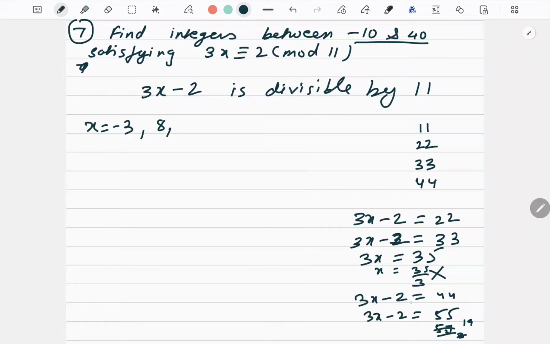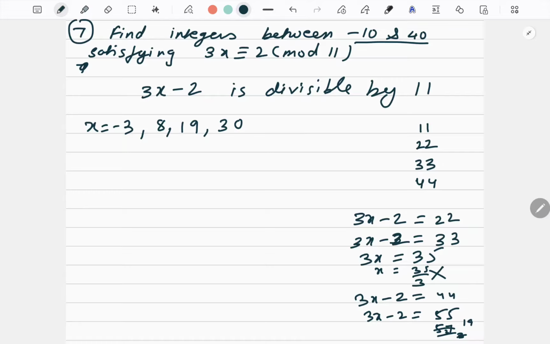Same with 3x minus 2 is equal to 44 when I did, then also it is not coming. 3x minus 2 is 55 when I am doing, I am getting 19. Correct. Same way next number will be 30. So you have to write down the 11 table and you can easily find this.